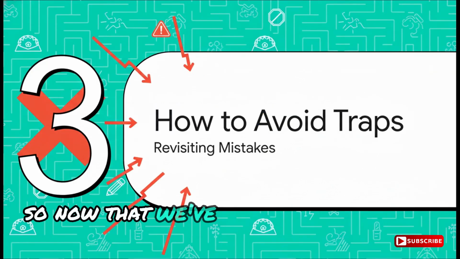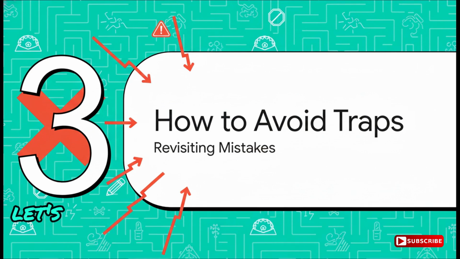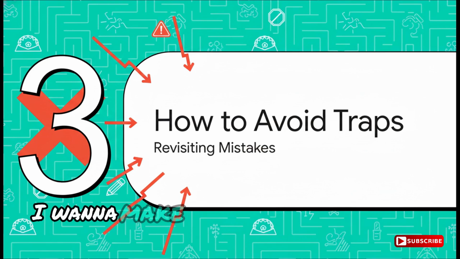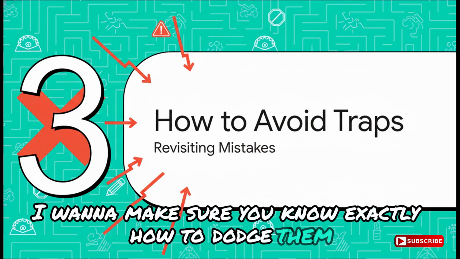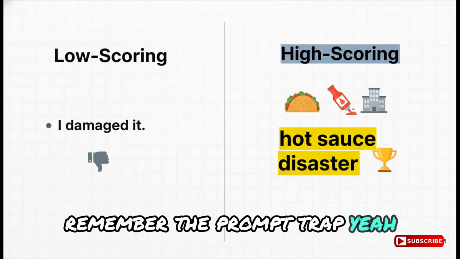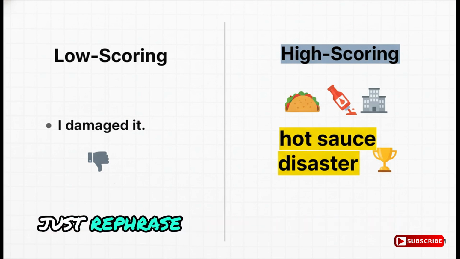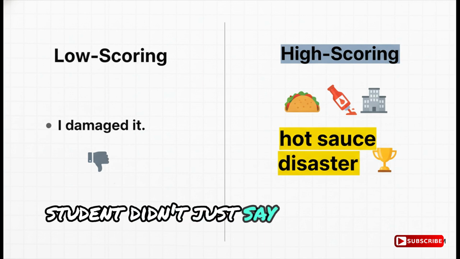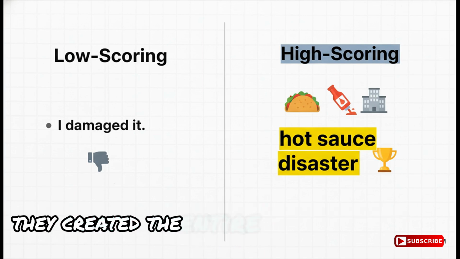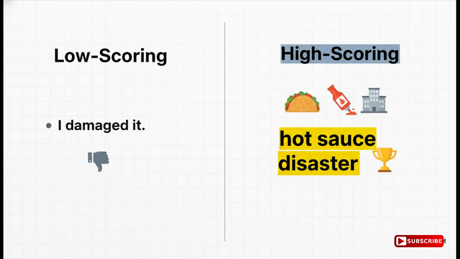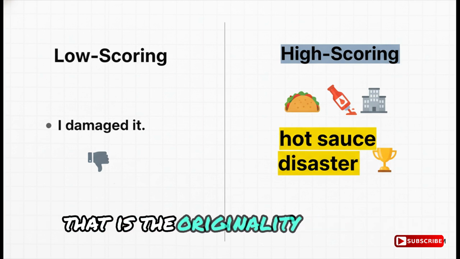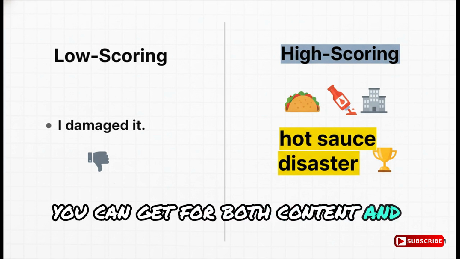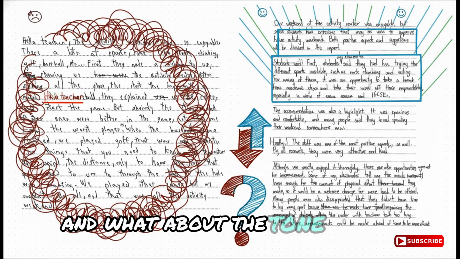Okay, so now that we've seen what a perfect answer looks like, let's circle back really quickly to those 2 traps we talked about at the beginning. I want to make sure you know exactly how to dodge them. Remember the prompt trap? Yeah, a low-scoring answer would have just rephrased the bullet point, right? But our 15 out of 15 student didn't just say there was a problem. They created the entire hot sauce disaster. That is the creativity, that is the originality injection that earns you the highest marks you can get for both content and language.